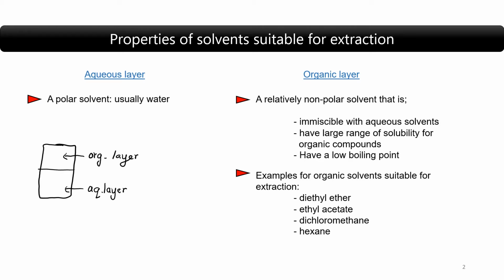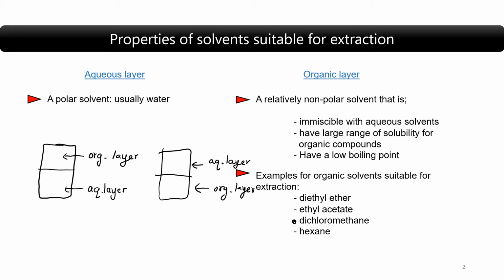is the top layer. But whenever we use dichloromethane as our organic solvent, then the organic layer will be the bottom layer because dichloromethane is heavier than water. In those cases, the aqueous layer will be on the top. So we decide which layer is going to be on the top based on the density of these solvents.